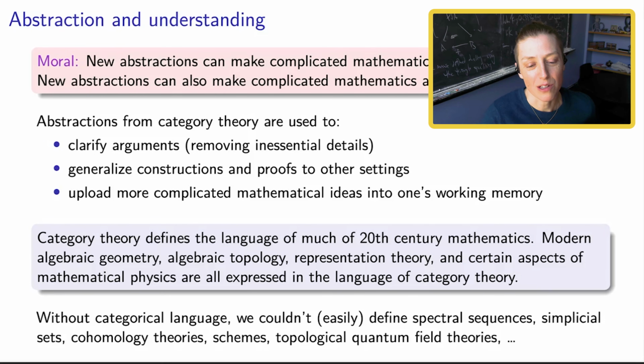And what I mean by that is the basic objects that mathematicians are studying in those areas can't even really be defined without using categorical language. So algebraic topologists make use of spectral sequences and simplicial sets and cohomology theories. A fundamental object in modern algebraic geometry is something called a scheme. In physics, Atiyah introduced the idea of a topological quantum field theory. To even say what these things are requires a lot of categorical language. Without the categorical language, I think it would be a lot harder to fit these concepts into one's head, so that you could start to make conjectures and prove theorems about them.